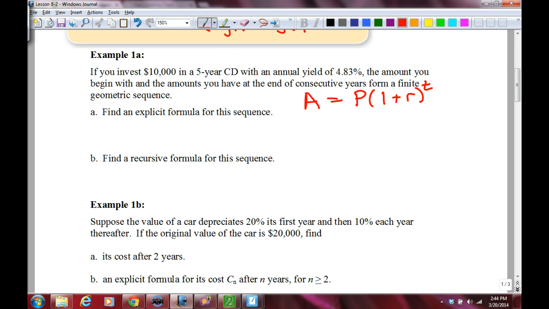Okay? So if I'm going to make an explicit formula for this, it would be the following. A equals, what's my principal amount? 10,000 times 1 plus, what's my rate in decimal? 0.0483, yep, to the T power. Okay? I'm going to write this again, just a little bit simplified.